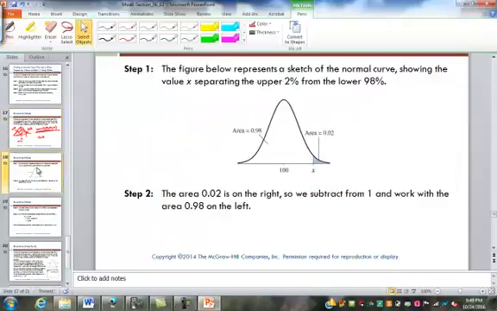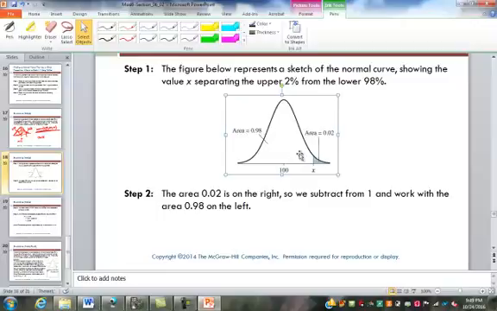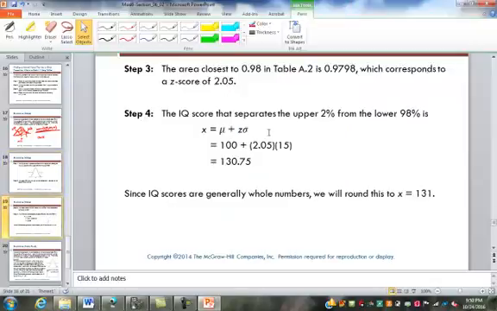Now, in this next slide, they're going to be using the table, so they're going to find the z-score. Well, they're just explaining why you put in the 0.98 instead of 0.02, which I already explained, because what the calculator and the table use is the area to the left. The 0.02 is the area to the right of our desired value. So we use the complement, 0.98, which is the area to the left.